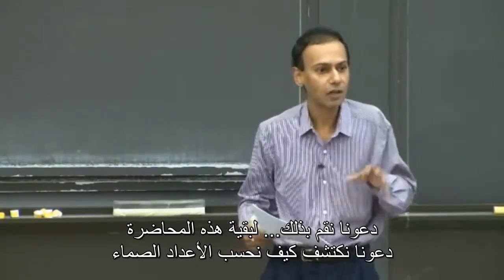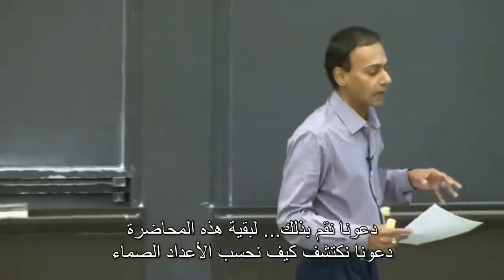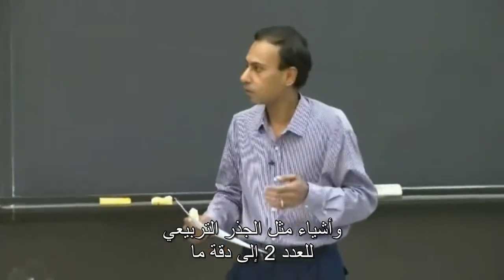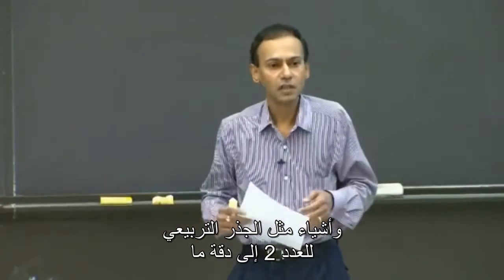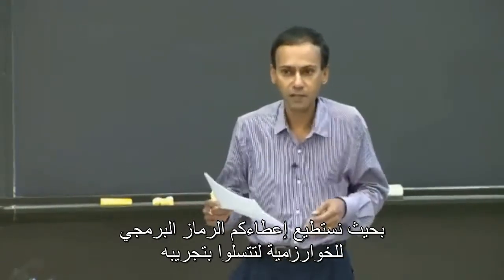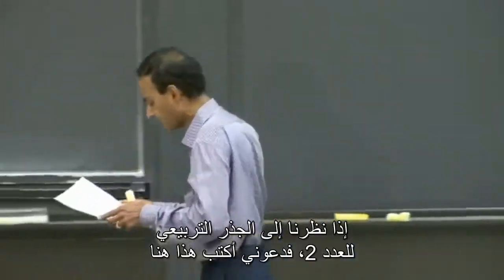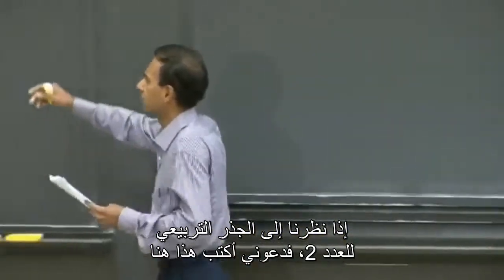Let's try and figure out how we're going to compute irrational numbers, or things like square root of 2, to arbitrary precision, so we can go play around, and we'll give you some code and you can play with it. So if you look at square root of 2, I'll just put this up here.